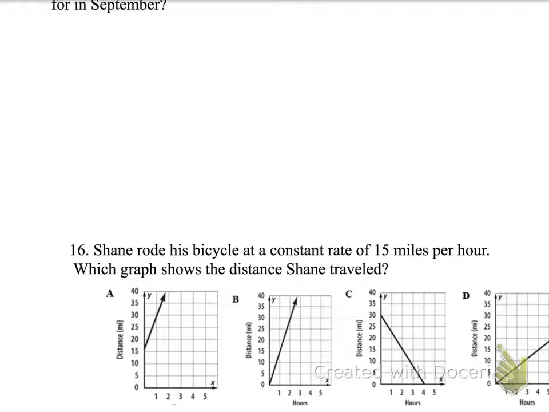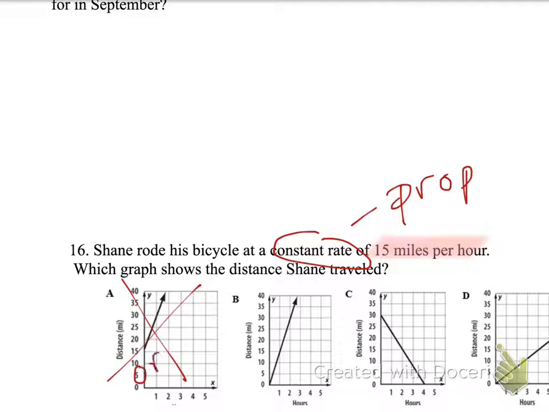Number 16, Shane rode his bicycle at a constant rate of 15 miles per hour. Which graph shows the distance Shane traveled? So, remember, a constant rate is proportional. Proportional lines have to have two characteristics. It has to be straight and go through the origin. So A is automatically not it. It needs to go through the origin. It doesn't.